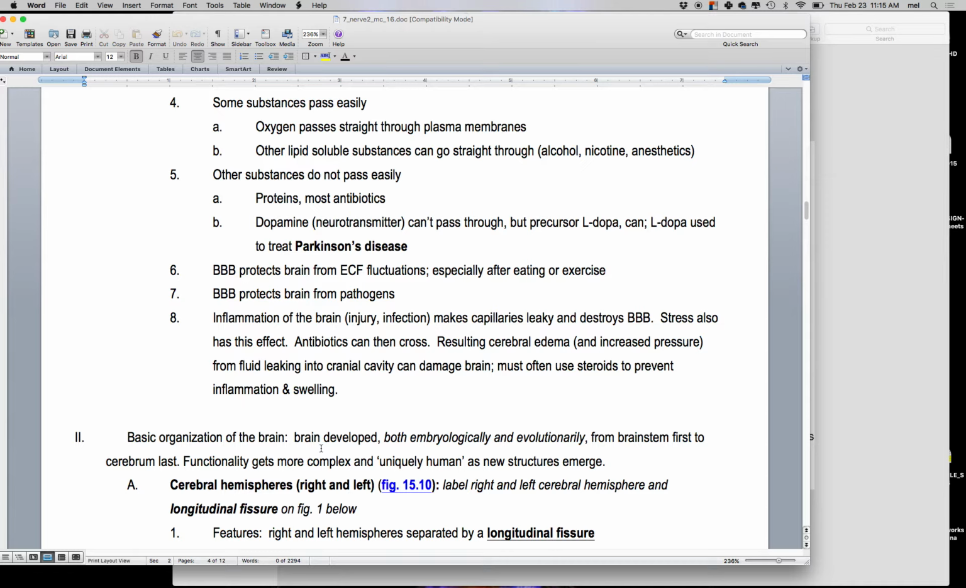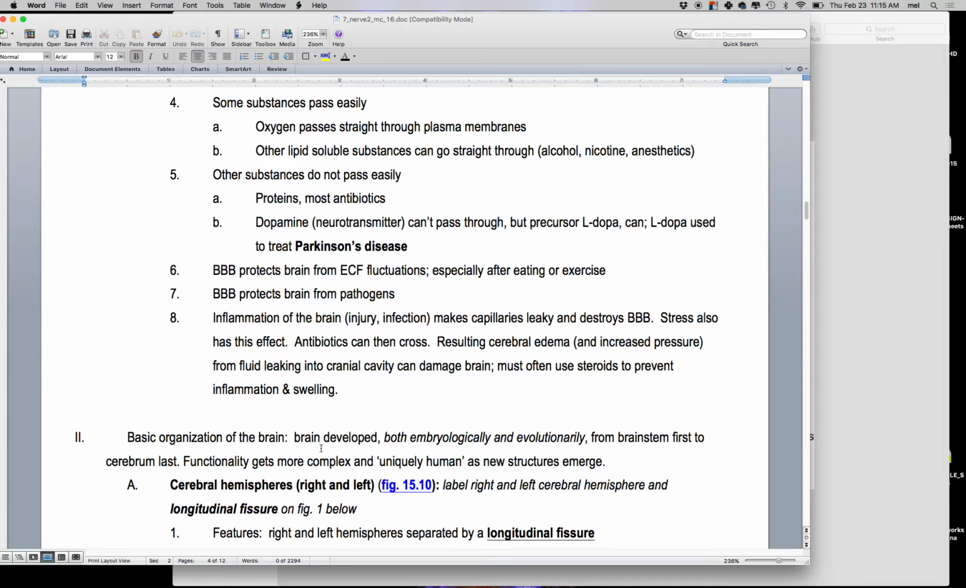Alcohol is lipid soluble. So if I haven't eaten anything and I take a sip of wine, how long will it be until I feel it? 30 seconds, maybe? Right? Okay. Anesthetics are lipid soluble, but it doesn't really matter because you don't really have any sensation in your brain anyway. Other substances don't pass easily. Antibiotics, very hard to get into the brain. There's no transport mechanism for them, and the astrocyte says no way.